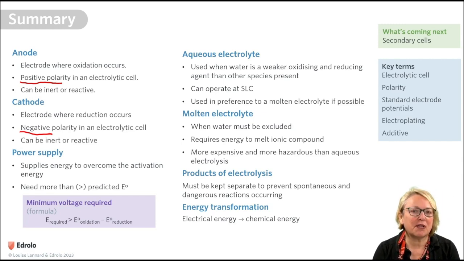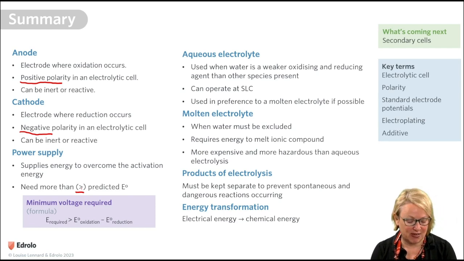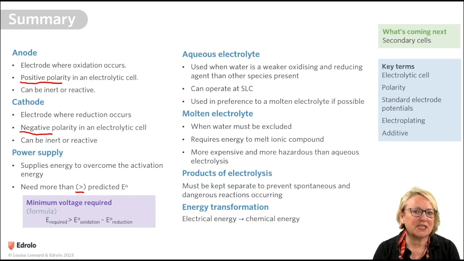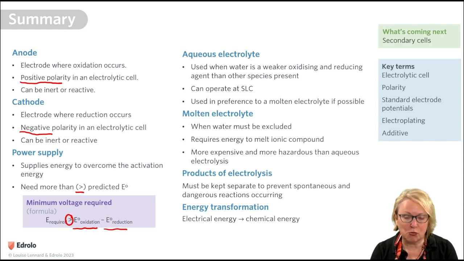The power supply is an essential part of the electrolytic cell. It supplies energy to overcome the activation energy, and we need more than the predicted E0 using the electrochemical series. The predicted E0 we get from the E0 of the oxidation minus the E0 of the reduction, with a bit more oomph to get the reaction to go.